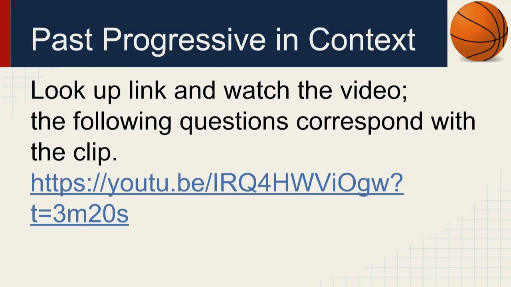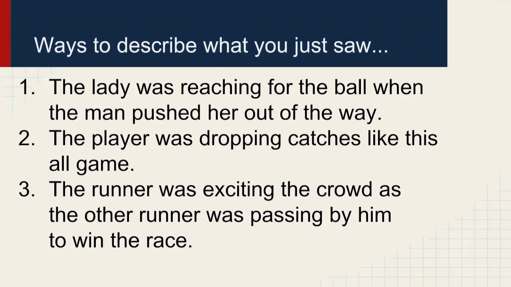I will now ask you to bring up this short YouTube clip regarding sports bloopers. Please pause the video and do this now. A few ways to describe what you just saw using the past progressive aspect. For the first clip, the lady was reaching for the ball when the man pushed her out of the way. Second clip, the player was dropping catches like this all game. And the third clip, the runner was exciting the crowd as the other runner was passing by him to win the race.